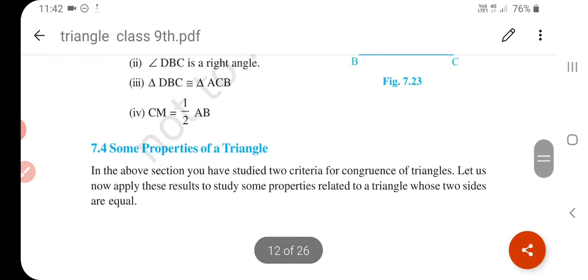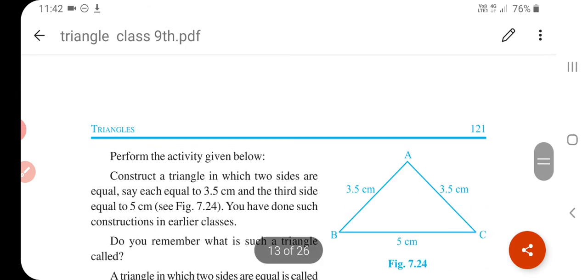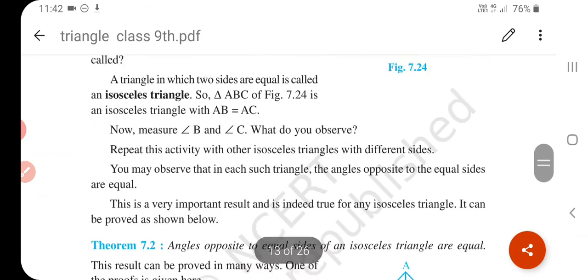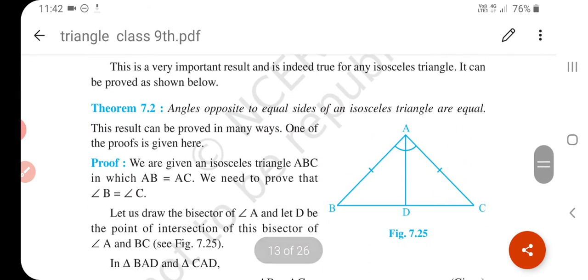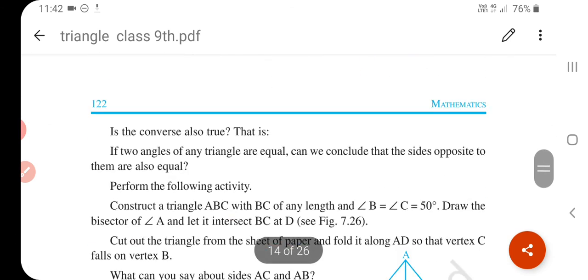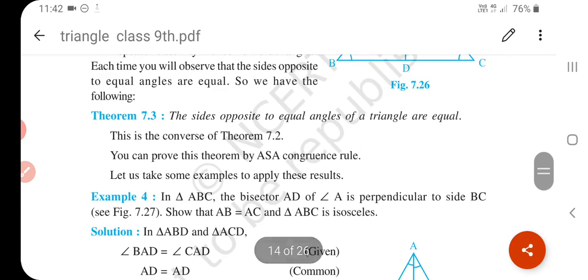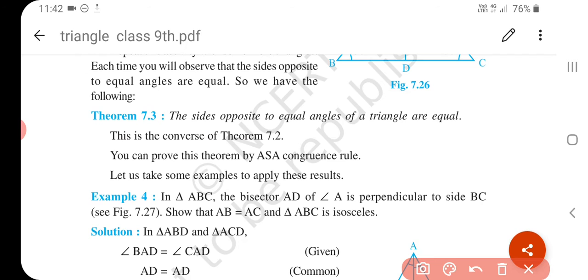Some properties of triangles. In this section we learn that angles opposite to equal sides of an isosceles triangle are equal. And what about our second theorem? Our second theorem says that the sides opposite to equal angles of a triangle are equal. What do you mean?